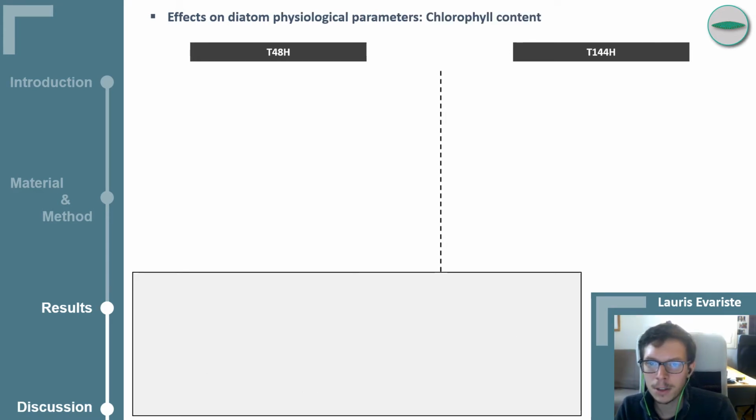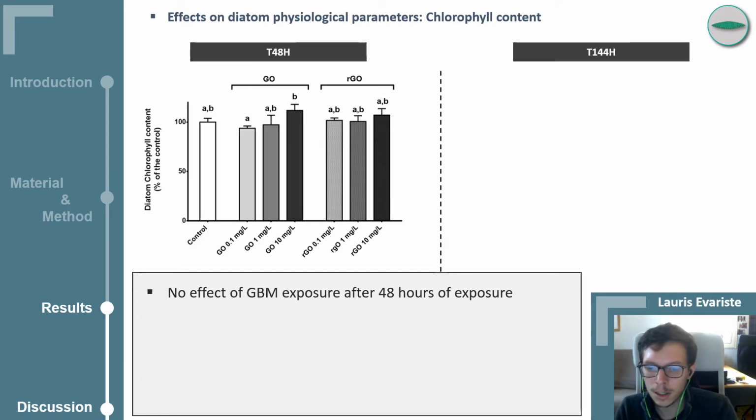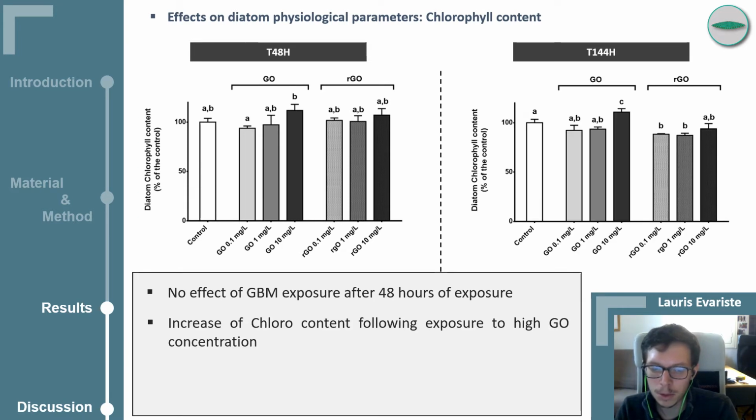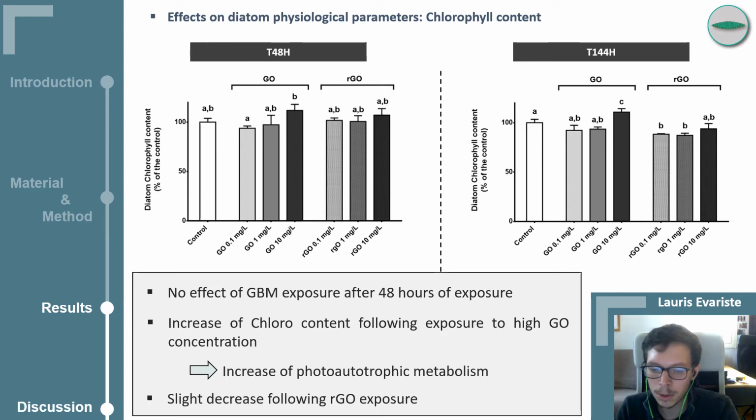Concerning the effect on the diatom physiological parameters, I chose to show you two main results. The first one concerns the chlorophyll content of the diatom. Following 2 days of exposure, we did not observe any change in this parameter in any condition. However, after 6 days of exposure, we observed an increase in chlorophyll content following exposure to high GO concentrations. This indicates that the phototrophic metabolism of the diatom is increased under this condition. While following RGO exposure, we can note a slight decrease of the chlorophyll content.